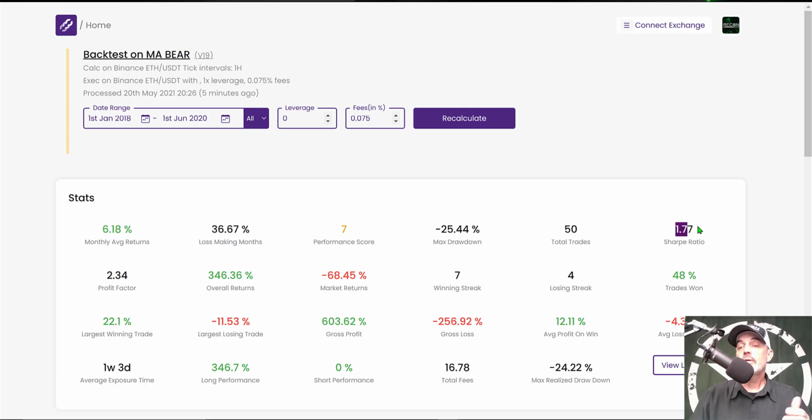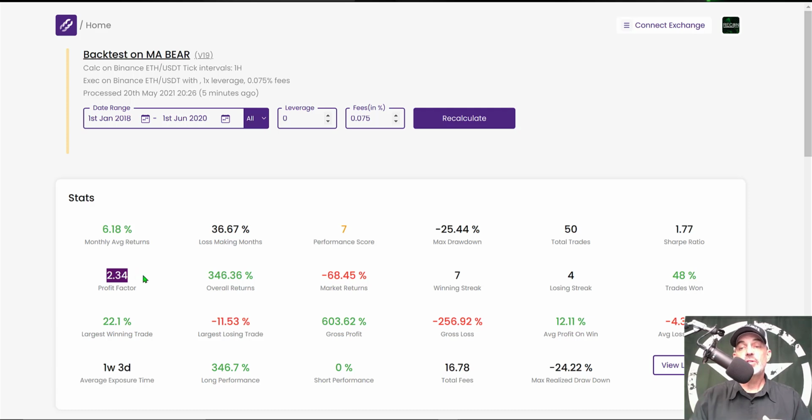The Sharpe ratio is a little lower than I prefer, but again, we're talking about a bear market. Anything over a 1 is acceptable. Anything over a 2 is good. I shoot for a 2 or higher, but in a bear market, this would be acceptable.